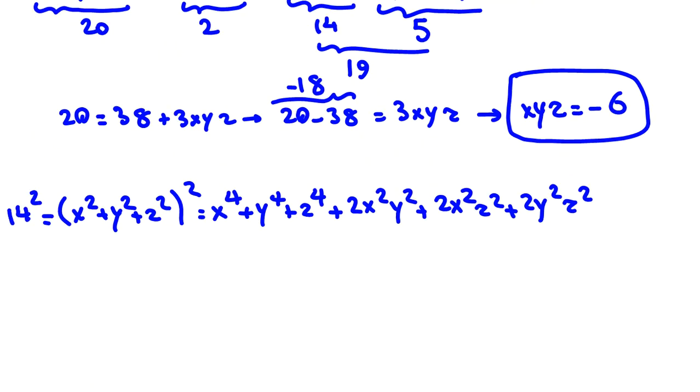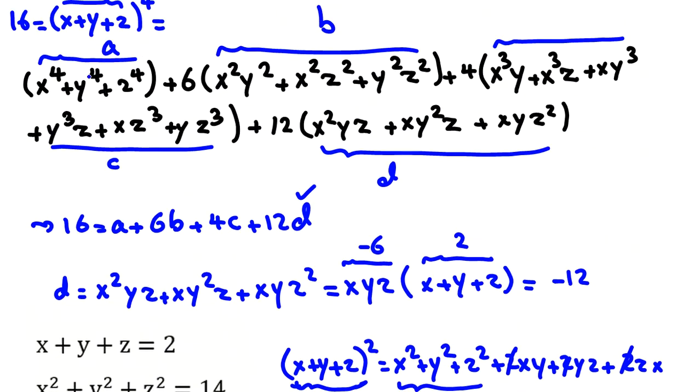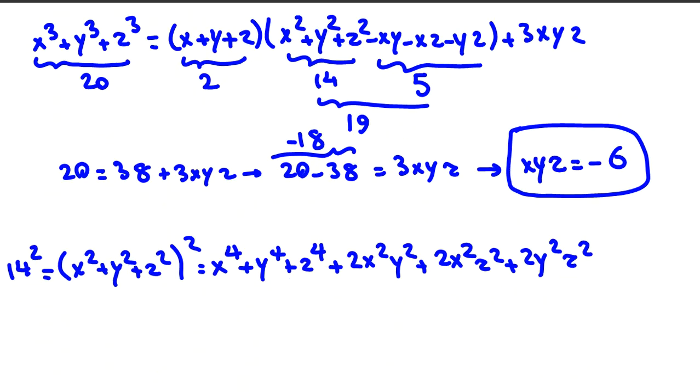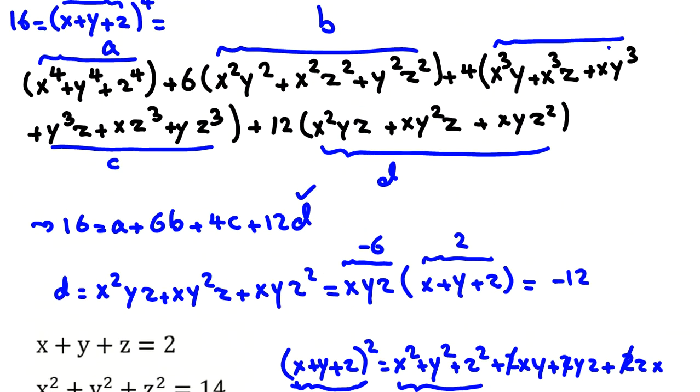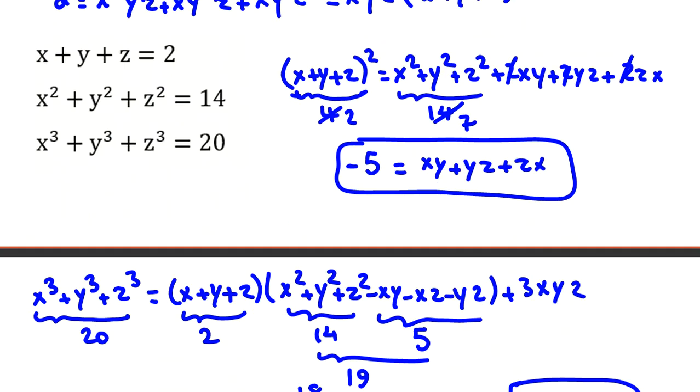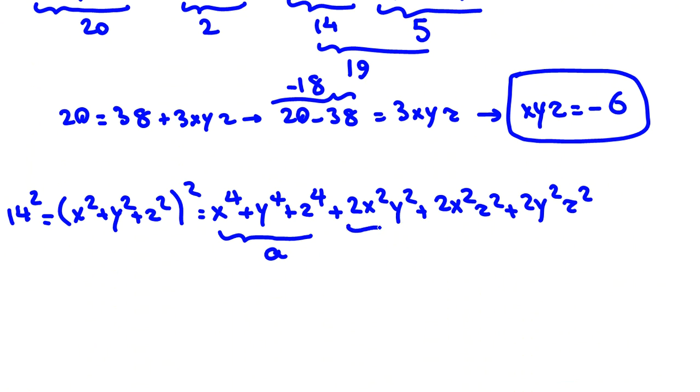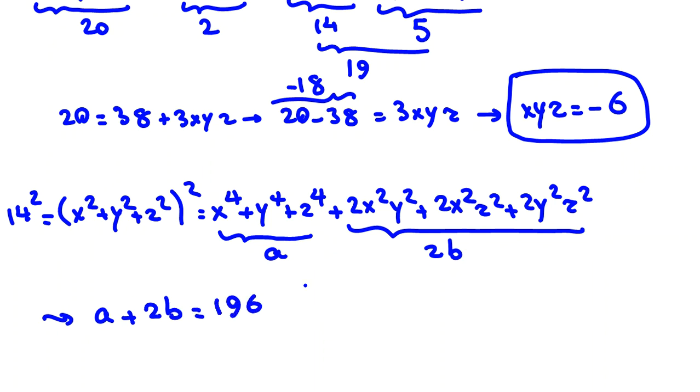And I said x^4 plus y^4 plus z^4 is what? It is a. So I say, okay, here it is a. 2x squared y squared, so x squared y squared, we have here x squared y squared, this one is b. So you call this part 2b. It's a good thing. We want to find a, our goal. A plus 2b is 14 squared, which is 196.